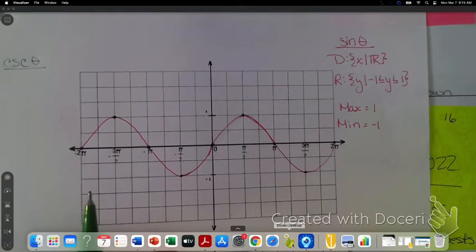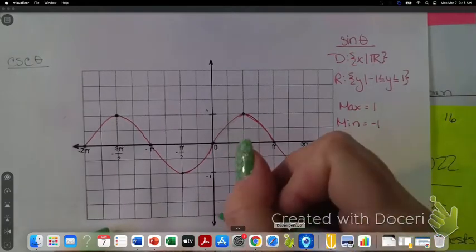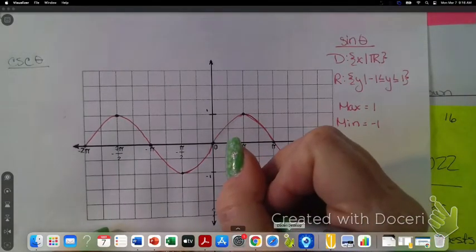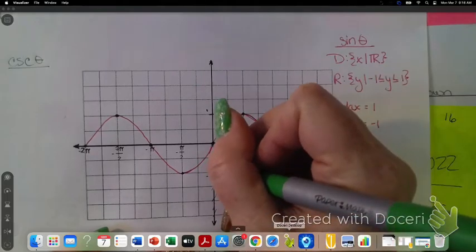Okay, when something is undefined, it is a vertical asymptote, correct? You need to know that, because any function I give you, if it is undefined, it is a vertical asymptote. Okay, I remember the asymptote. So when we had a vertical asymptote, we made slanted lines, right? Yep.